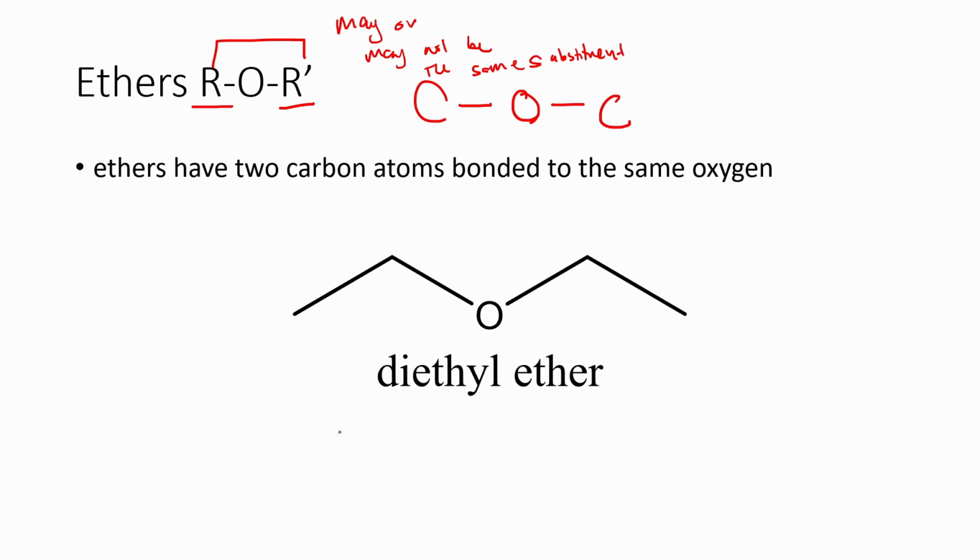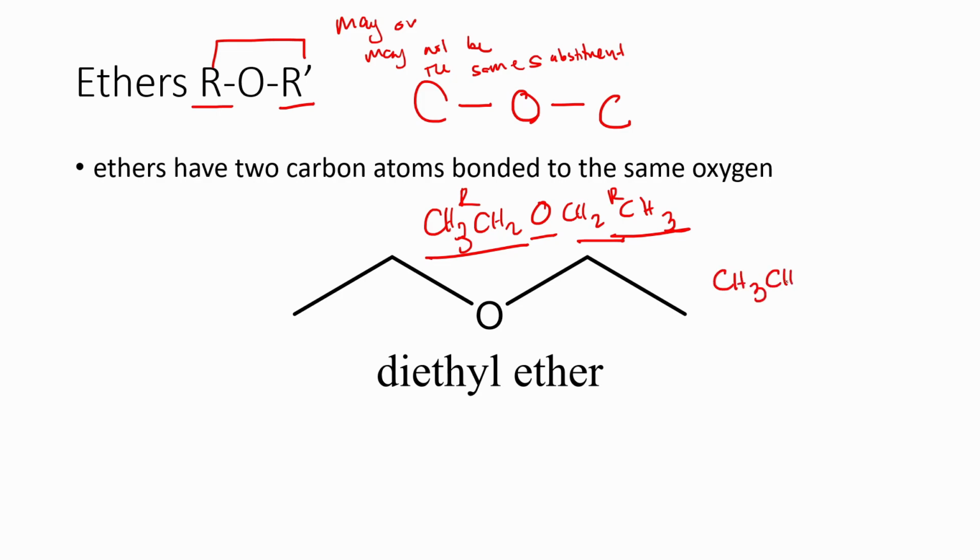Take for example, here you have diethyl ether, CH3, CH2, O, CH2, CH3. This is still an ether because you have R, O, R. However, this is also valid as an ether, CH3, CH2, O, CH3, R prime, O. This is still valid. The point is, there should be an oxygen between two carbons.